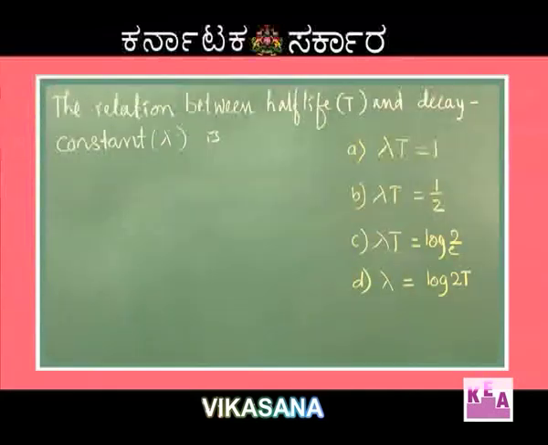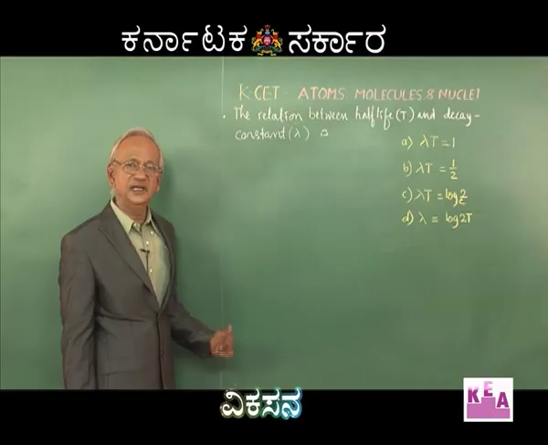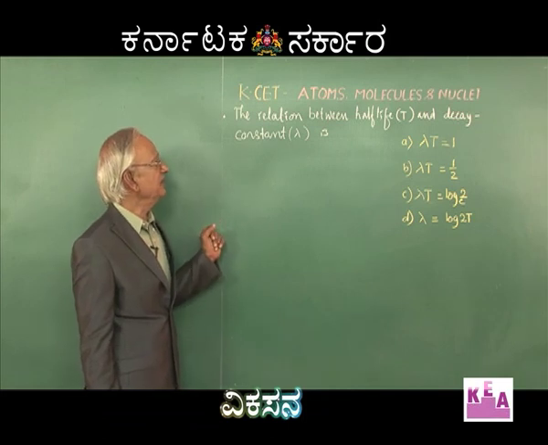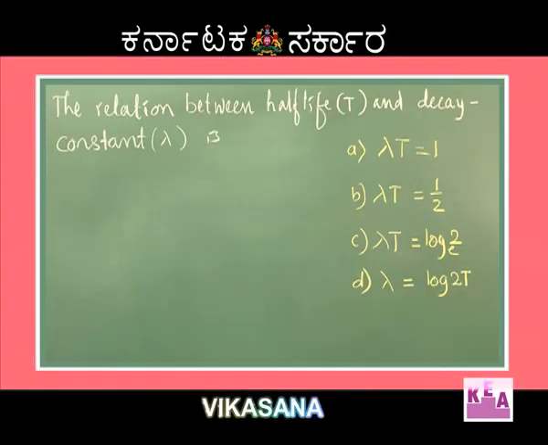The next question, the relation between half-life and decay constant is what they have asked, but it should be expressed in the options. Look at that: lambda t equal to 1, lambda t equal to half, lambda t equal to log of 2 to the base e, lambda equal to log of 2t. As you see, the relation between half-life and decay constant they have asked, and the 4 different options are given.